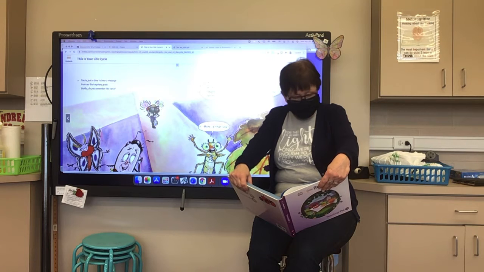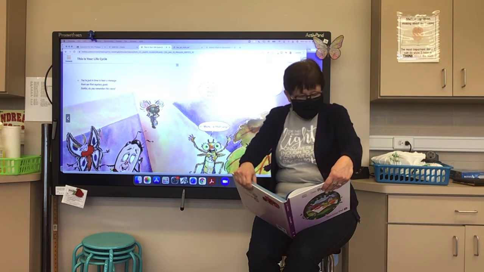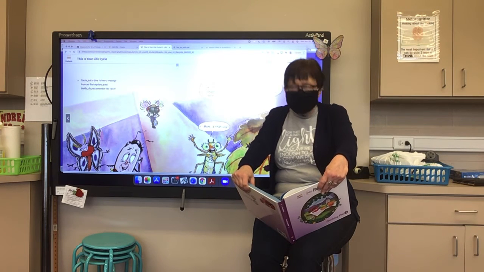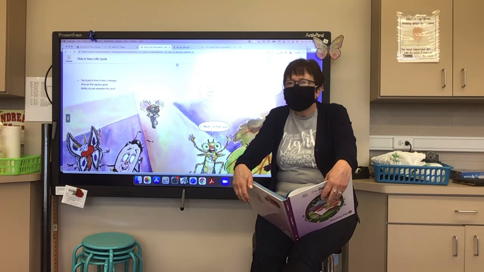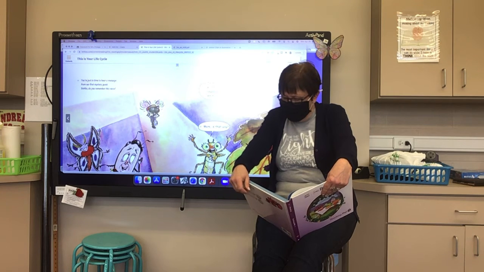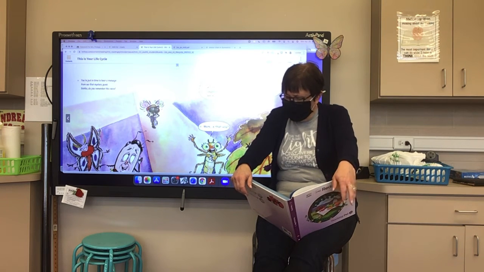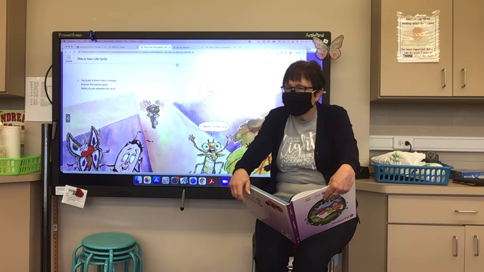Deposited. If you deposited something in a place, you left it there. So, where's the mystery guest hiding? Thomas? Behind a leaf. Behind a leaf. Now, what details on this page could happen in real life? What could happen in real life?